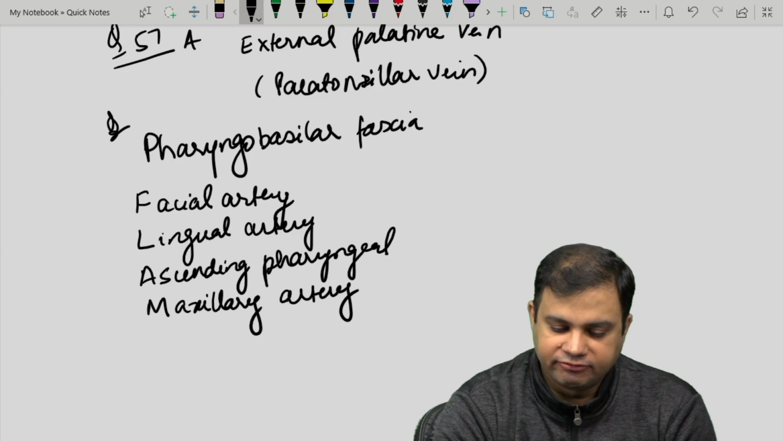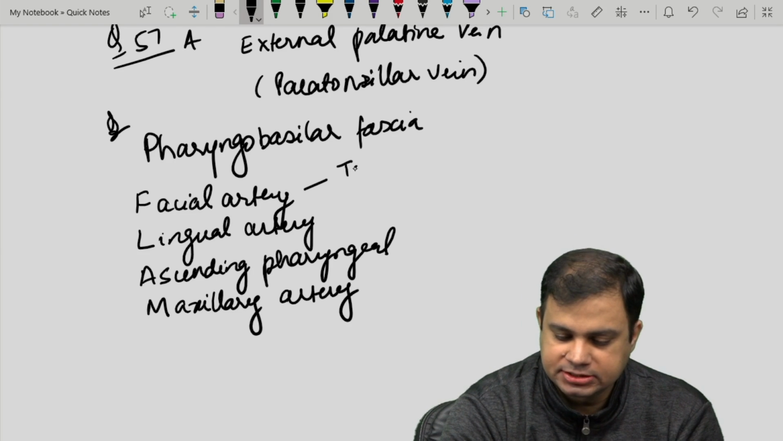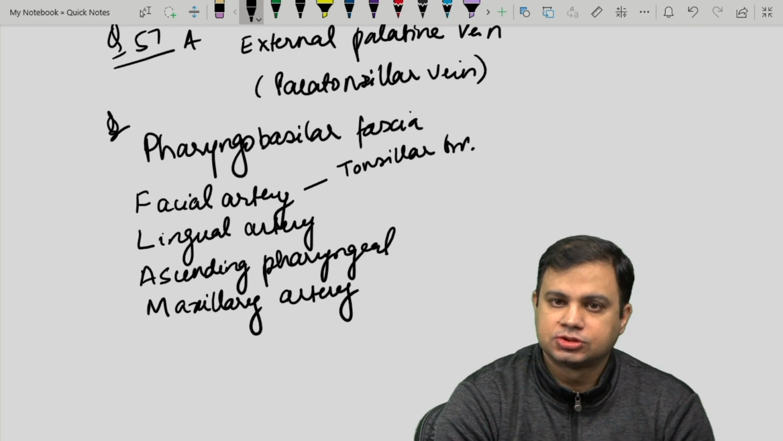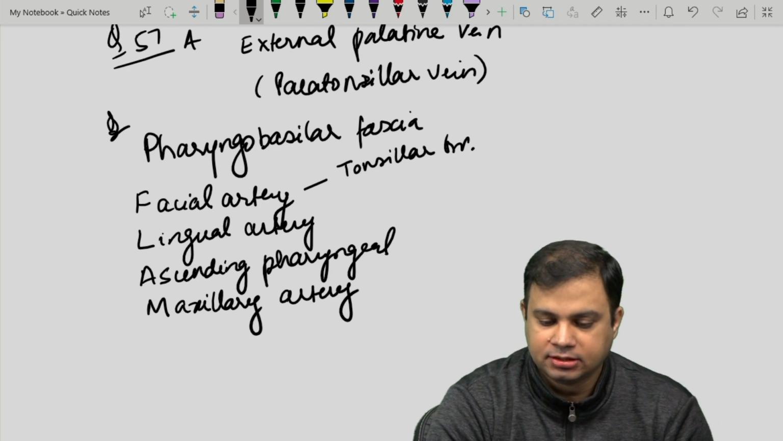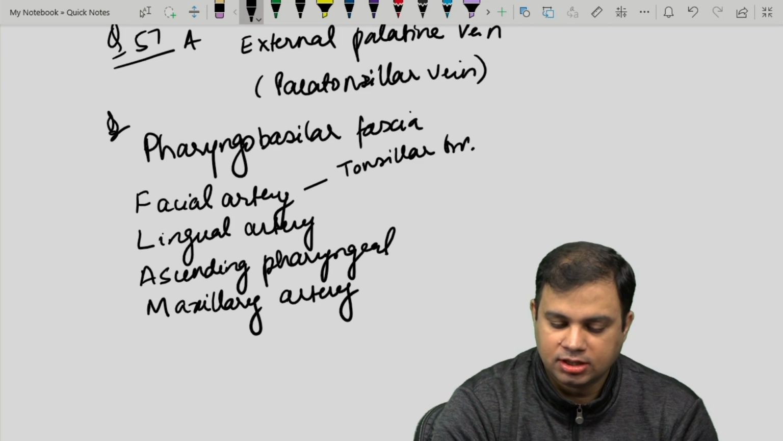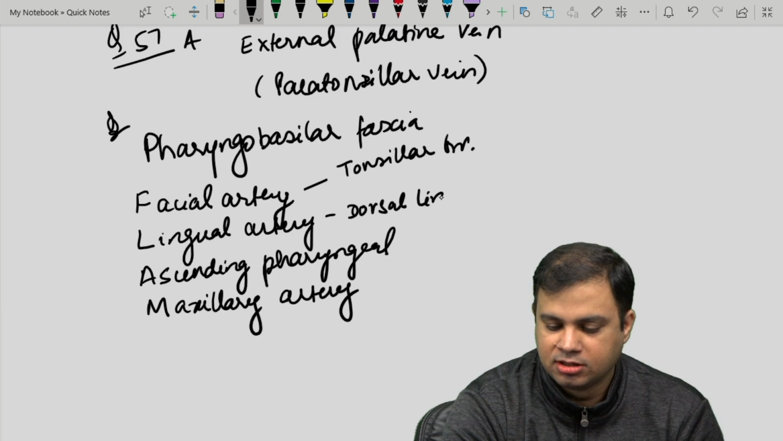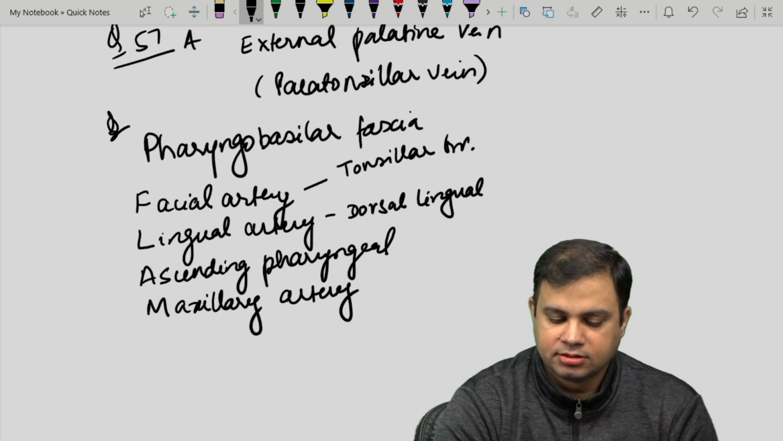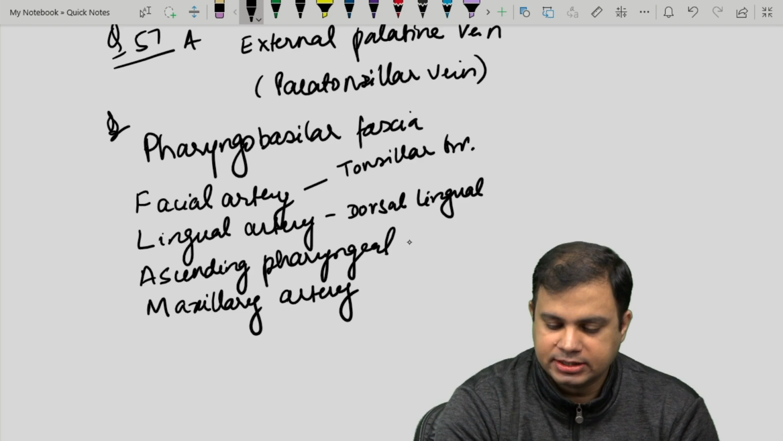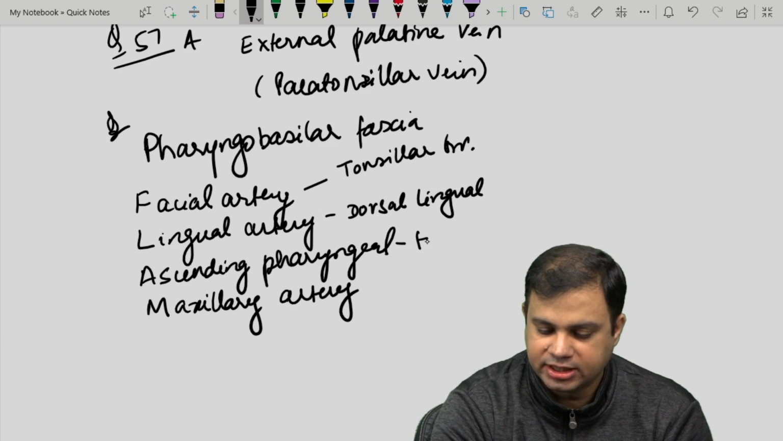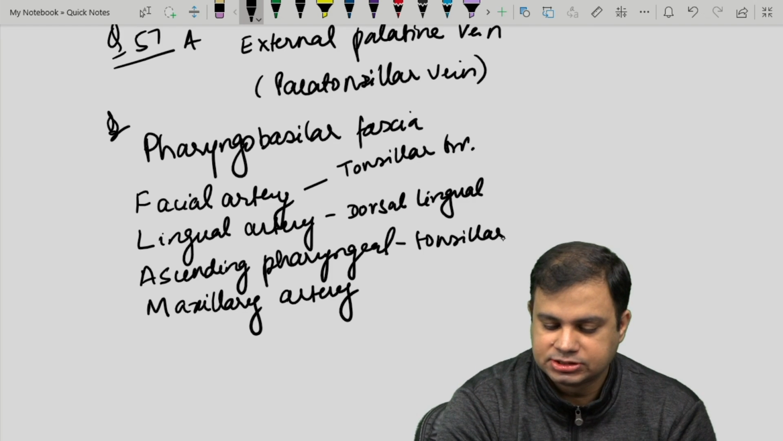So the facial artery gives the tonsillar branch. This is the most common branch which can cause the bleeding. And then is the lingual artery. Lingual artery gives branches which are known as dorsal lingual branches, and ascending pharyngeal is also a blood supply of the tonsil. It gives a branch which is known as tonsillar branch, and maxillary artery gives the descending palatine artery.